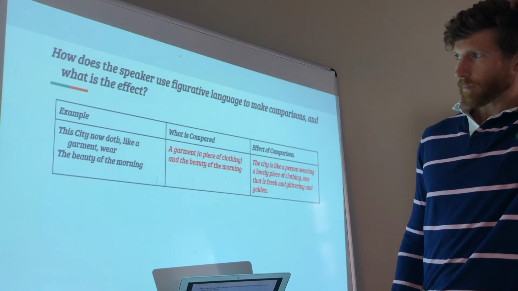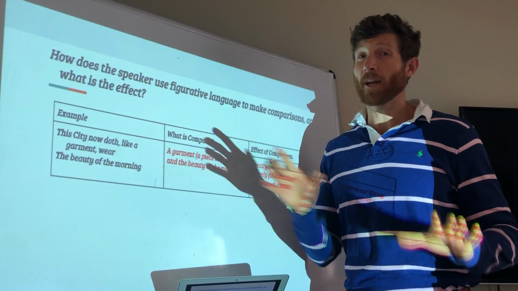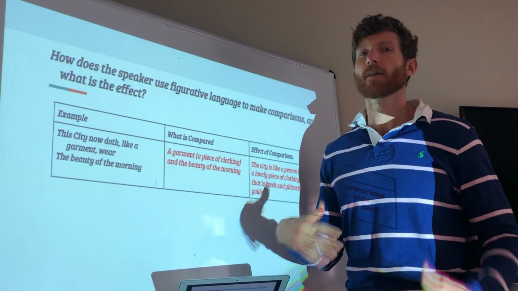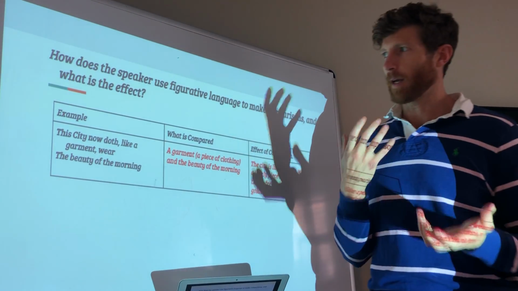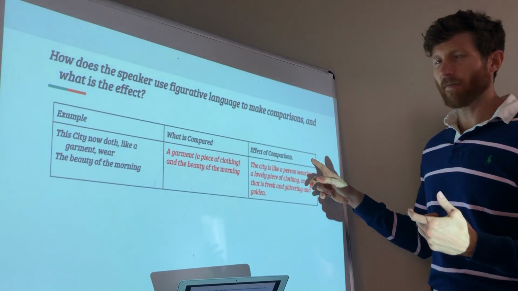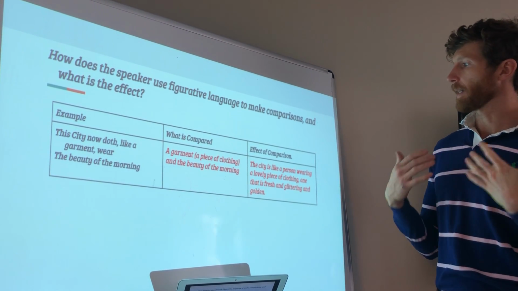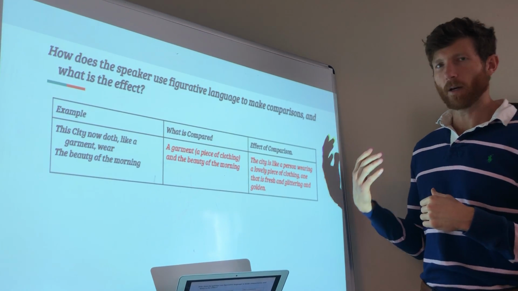So, what is being compared? A garment, which I know from reading is a piece of clothing, and the beauty of the morning. So, a piece of clothing and the beauty of the morning are being compared. What's the effect of the comparison? The city is like a person wearing a lovely piece of clothing, one that is fresh and glittering and golden.